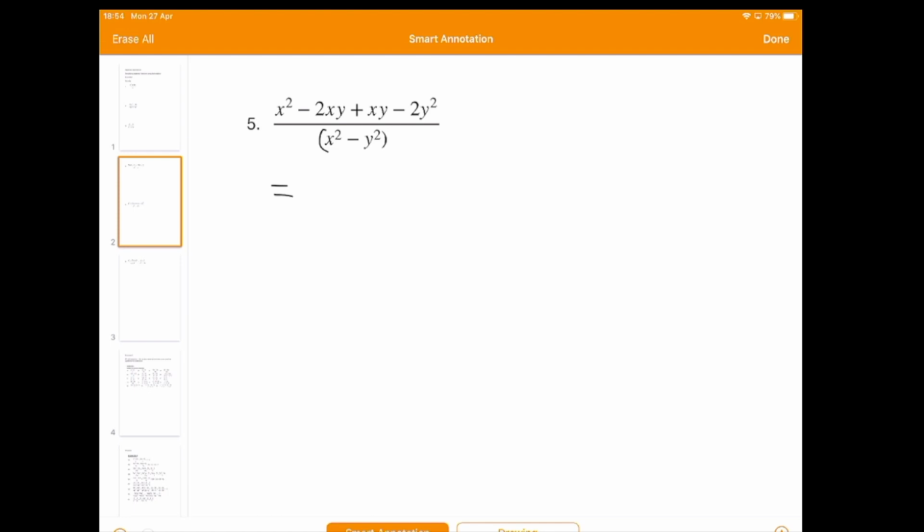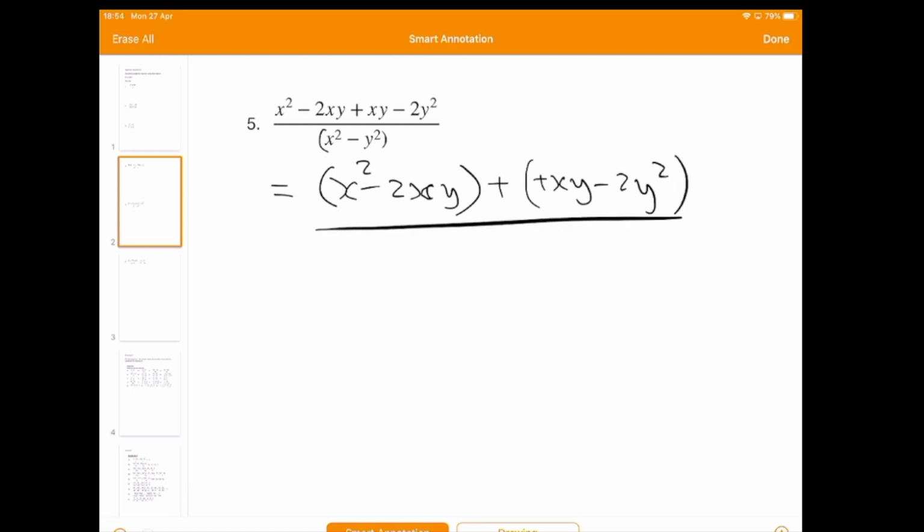Right, so we group the first two terms together like this. So we put those two together in brackets, but then we remember to add a plus sign. And then the other two terms go into their own bracket, both of them. Okay. And all this is divided by x squared minus y squared.